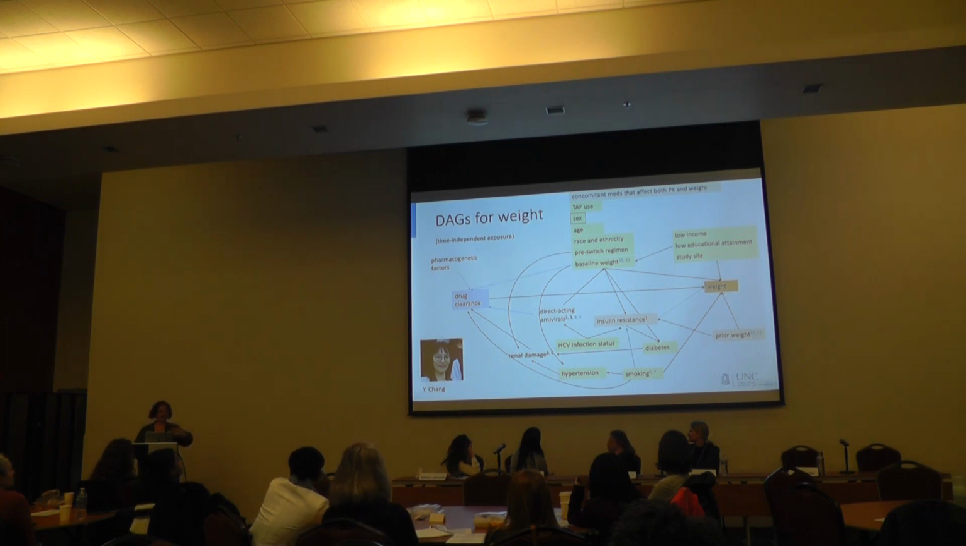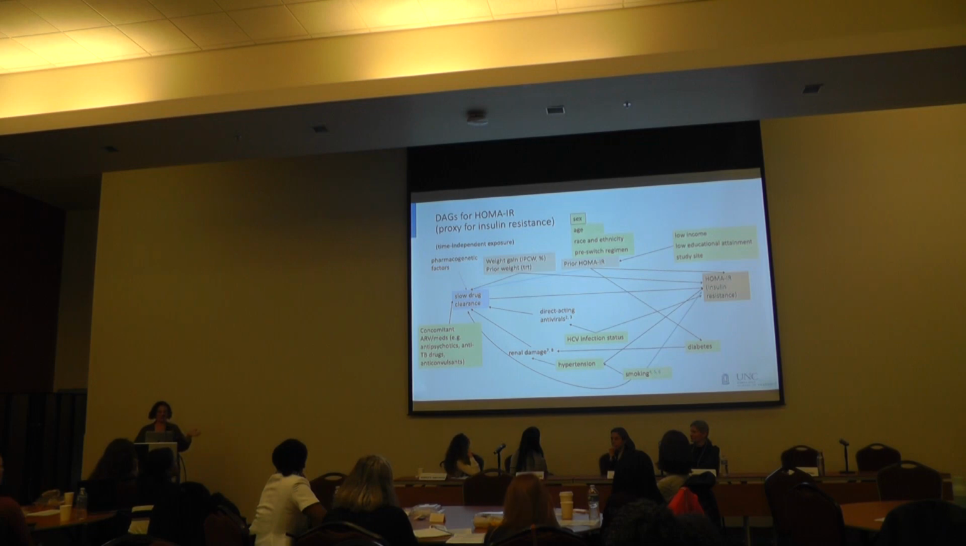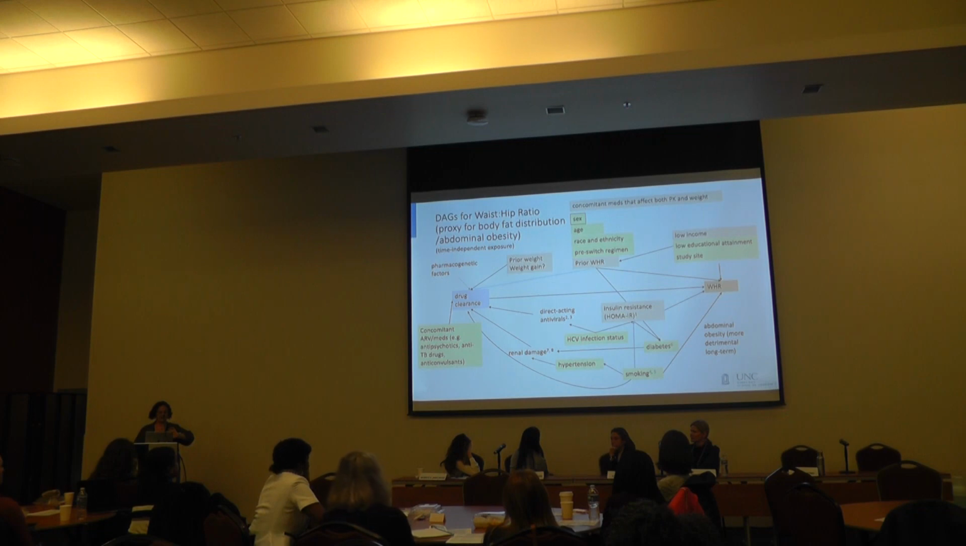They call them the DAGs, that kind of try to map out how all of these potential factors are interrelated to each other. And this has really been done by Yen Chang, who's a biostatistics student at UNC who's been working on this. And so we have these for weight. Our drug clearance is our exposure. Also for HOMA-IR, there's some subtle differences between these. And then as well for the waist to hip ratio.